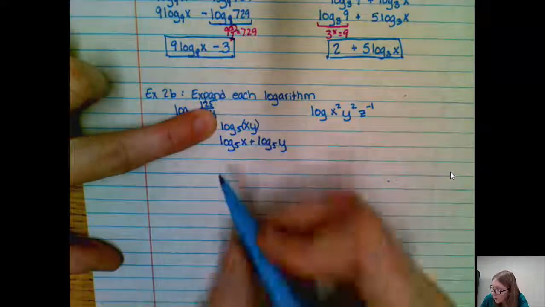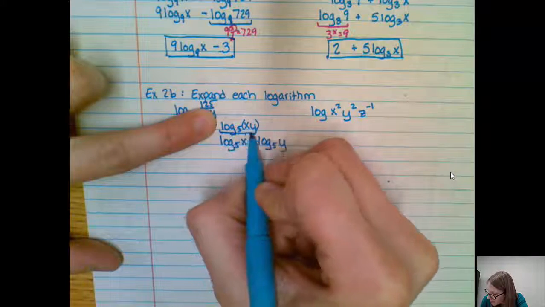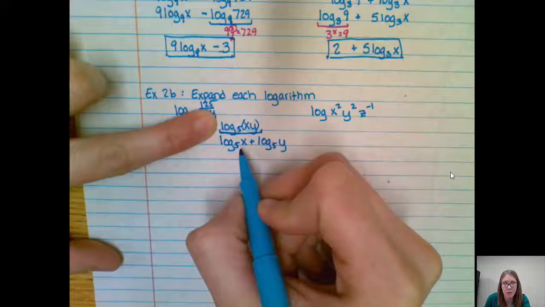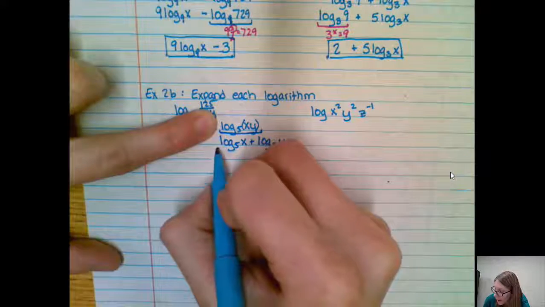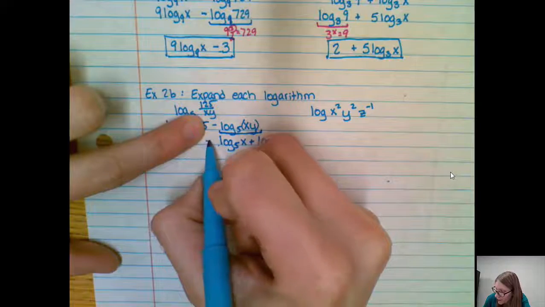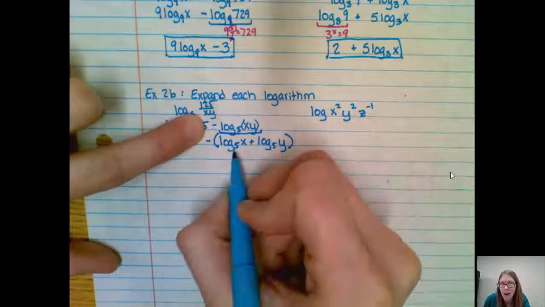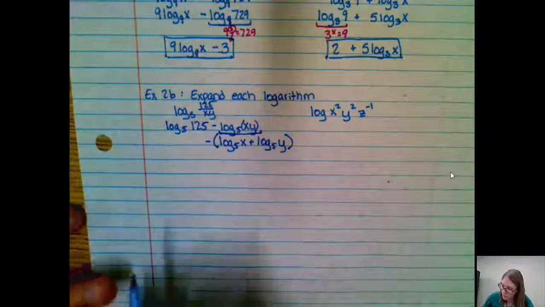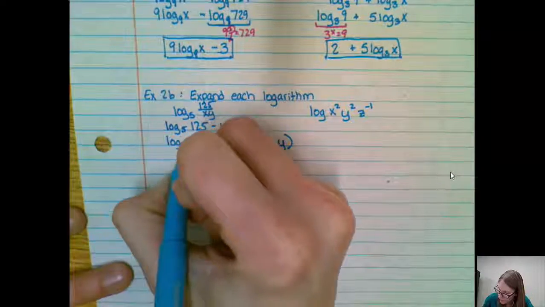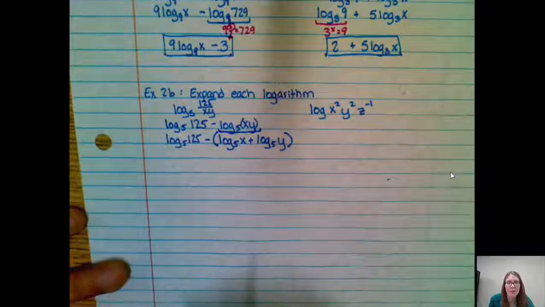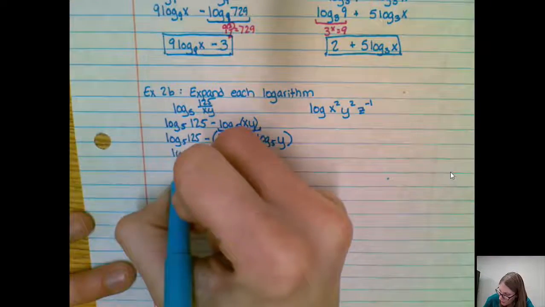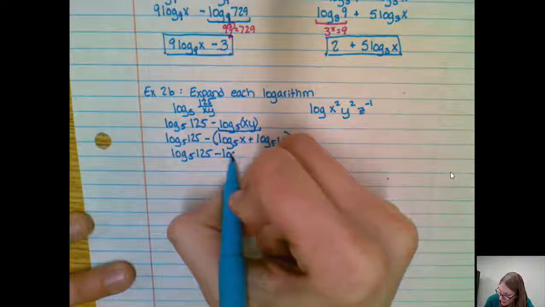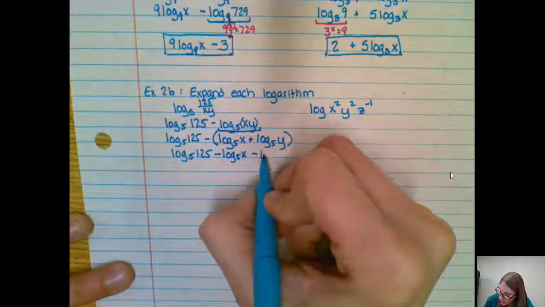Something that we have to be careful with though: log base 5 of xy became log base 5 of x plus the log base 5 of y. We are subtracting that, so we have to subtract all of log base 5 of x plus log base 5 of y. Okay, so this becomes the log base 5 of 125 minus the log base 5 of x minus the log base 5 of y.